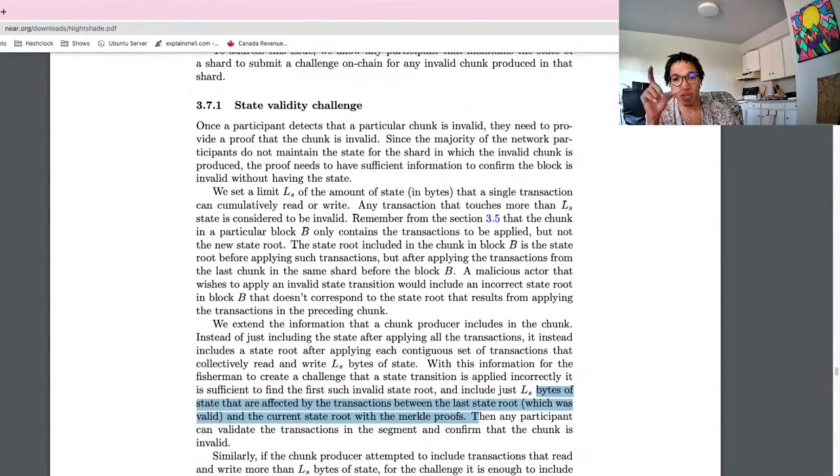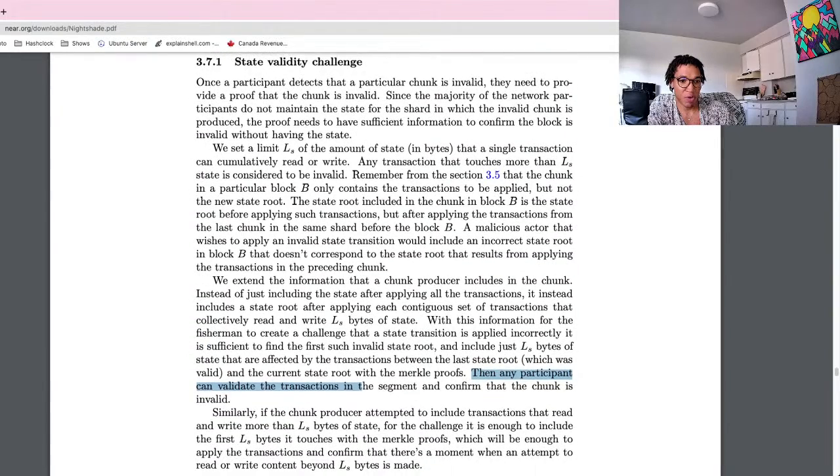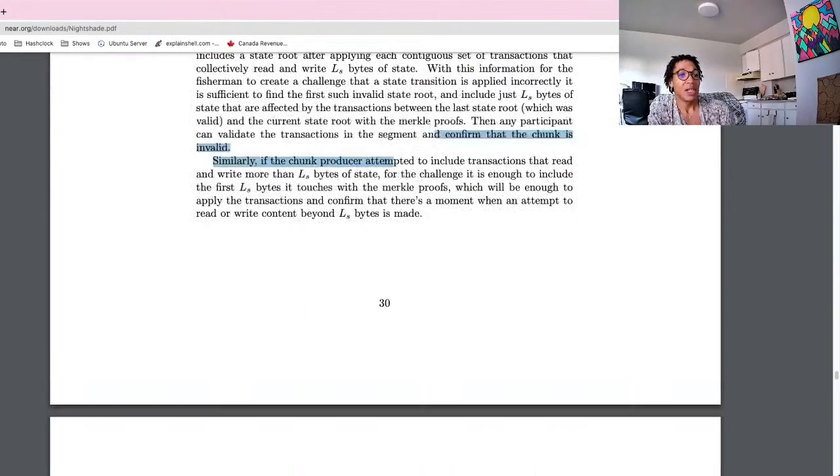So basically, we're breaking up these checkpoints and having all these save locations. If something was wrong with one of those save locations, it's very easy to know because instead of looking up the whole thing, the fisherman or the watchtower can go, oh no, that little save seems to be wrong. Then any participant can validate this and confirm that the chunk is invalid.